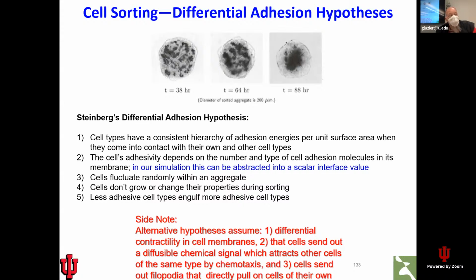If the cells send out Philipponian pull preferentially on cells of their own type, that could give sorting. And that really does happen in certain kinds of embryos. Differential contractility is a little bit harder to implement in CompuCell. So that first one is a little harder to test in CompuCell.